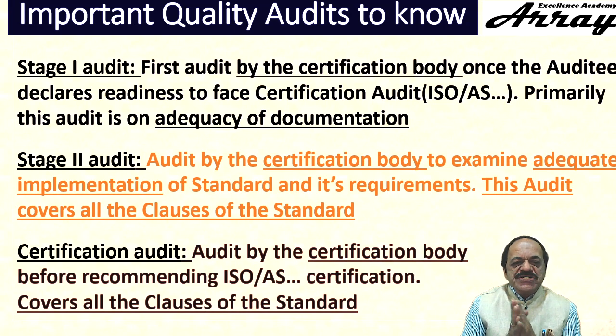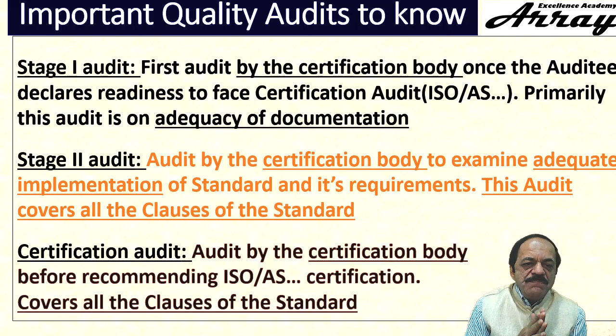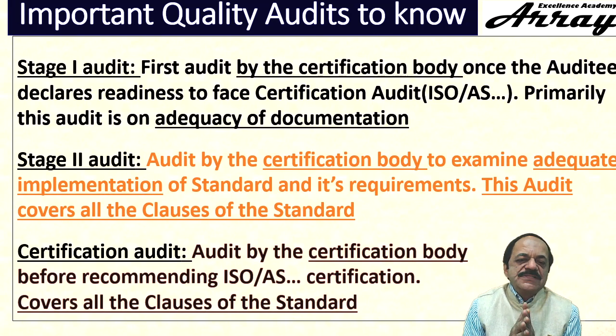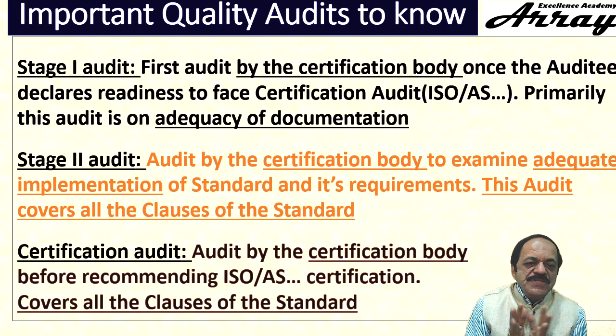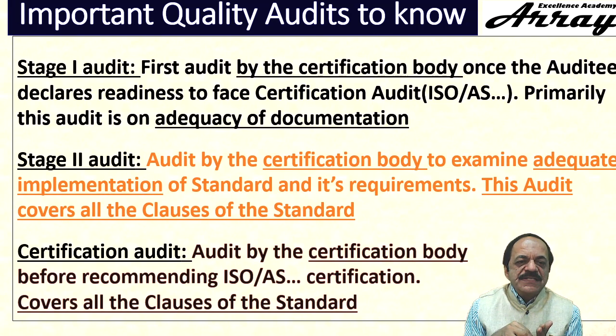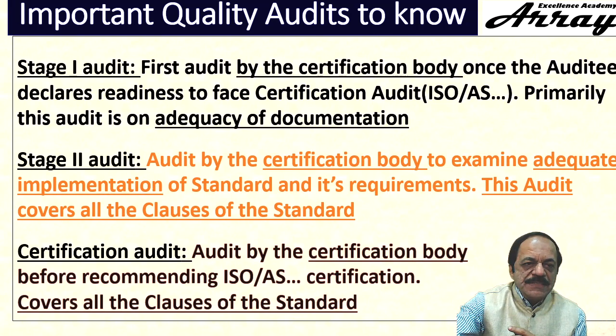Now, certification audit is the audit by the certification body before recommending ISO or aerospace standard certification, which are one and the same. AS is a bigger set of ISO, which covers again all the clauses of the standard. Certification audit is when the audit happens. If the audit is successful, certification or award of the ISO certificate is recommended by the auditing agency to the organization which has been audited. Many times the stage 2 audit and certification audits are combined by the auditors. It is a good practice.